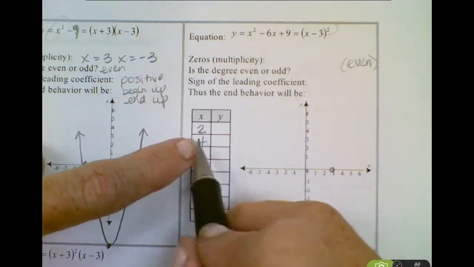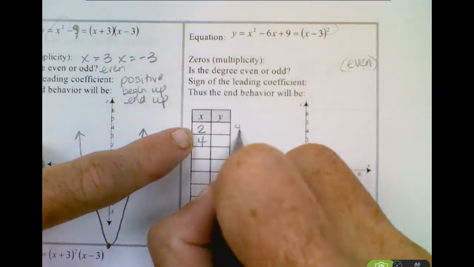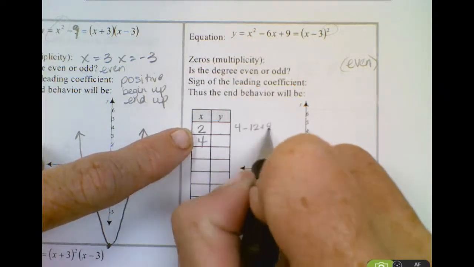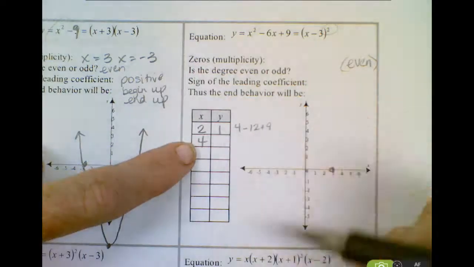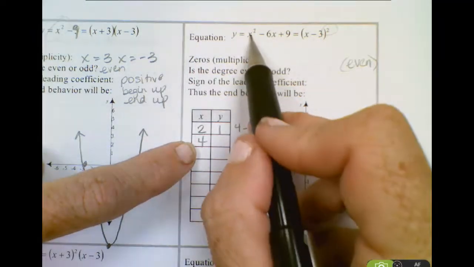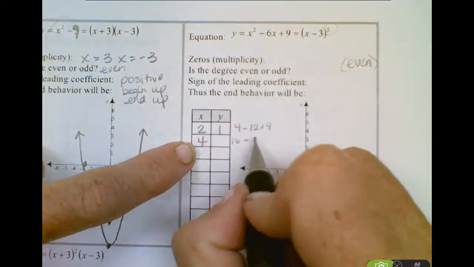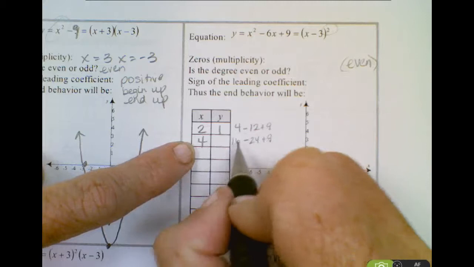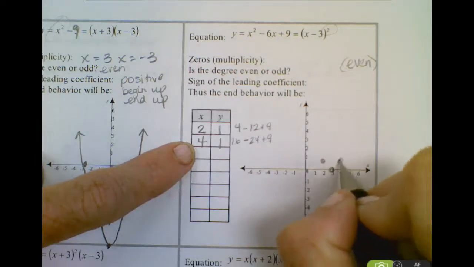So let's plug in 2 and 4. 2 squared is 4, minus 6 times 2 is 12, plus 9. 4 plus 9 is 13, minus 12 is 1. In theory, 4 should give us the same answer. Plugging in here, 4 squared is 16, 6 times 4 is 24, plus 9. 16 plus 9 is 25, minus 24 is 1. So we also have points at (2, 1) and (4, 1).